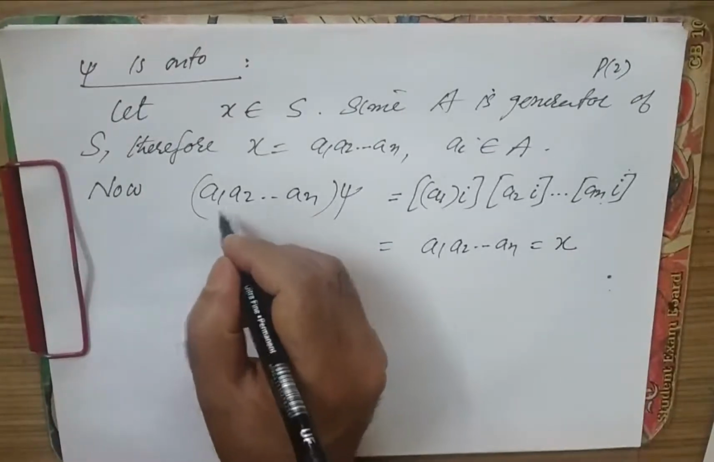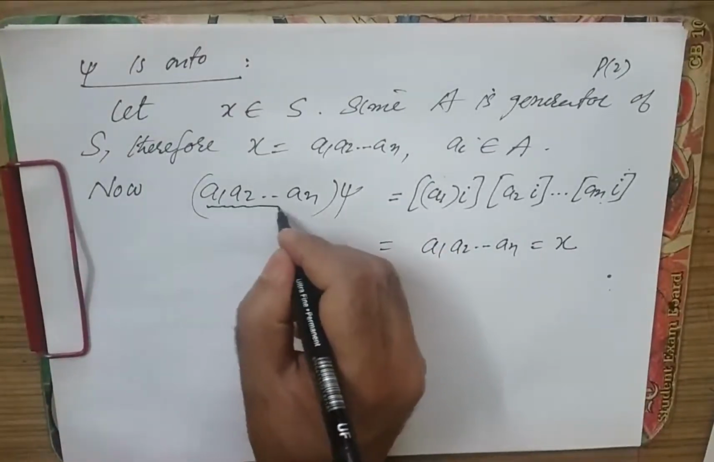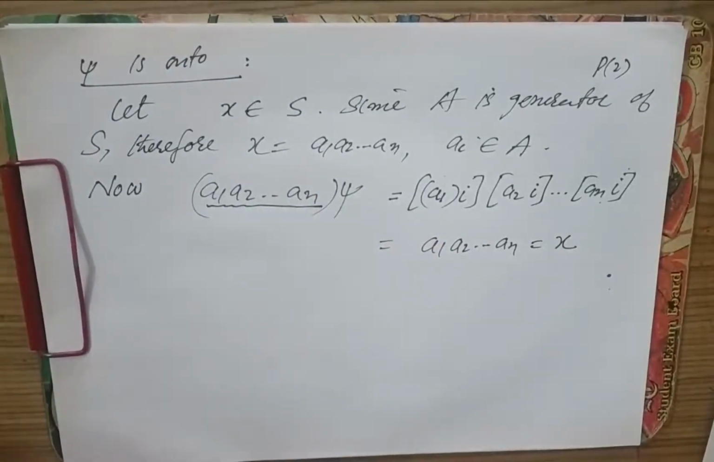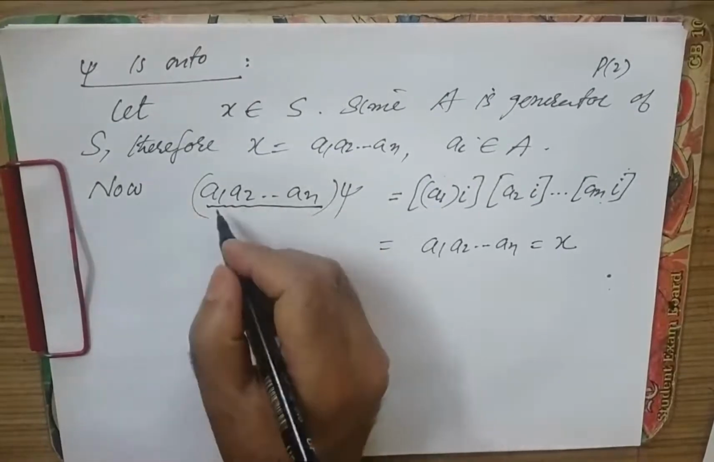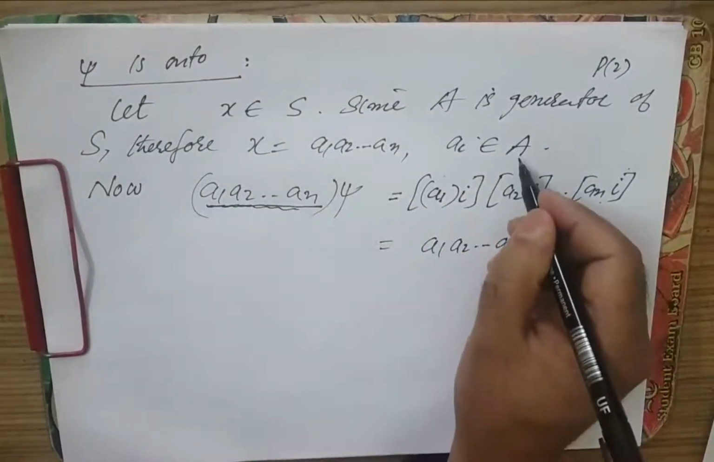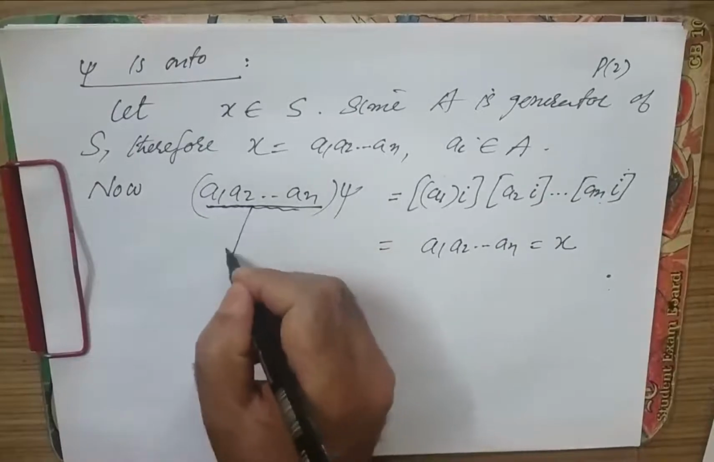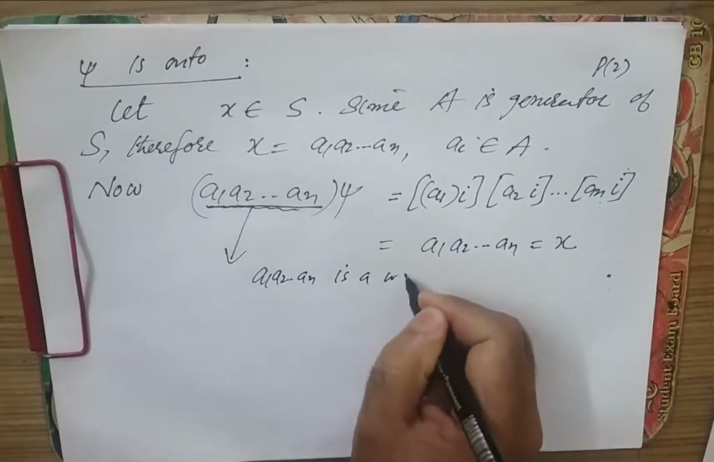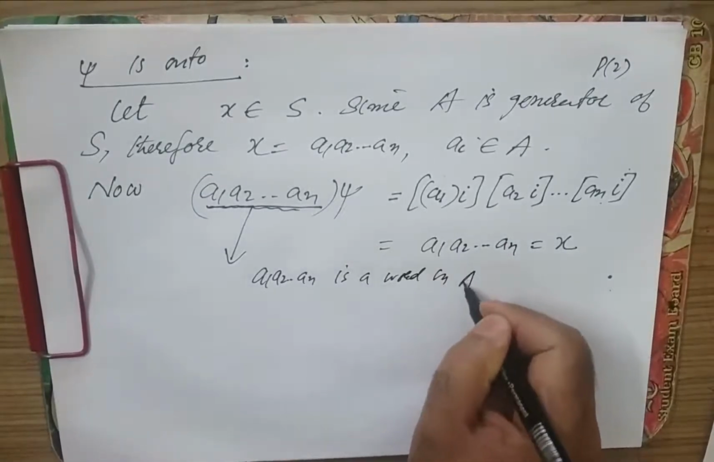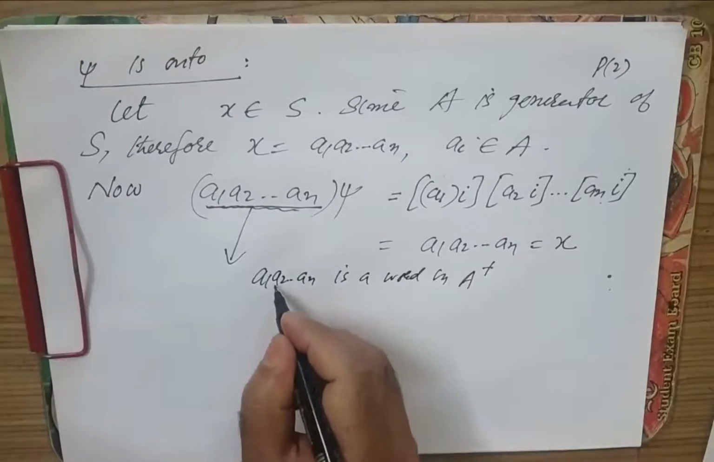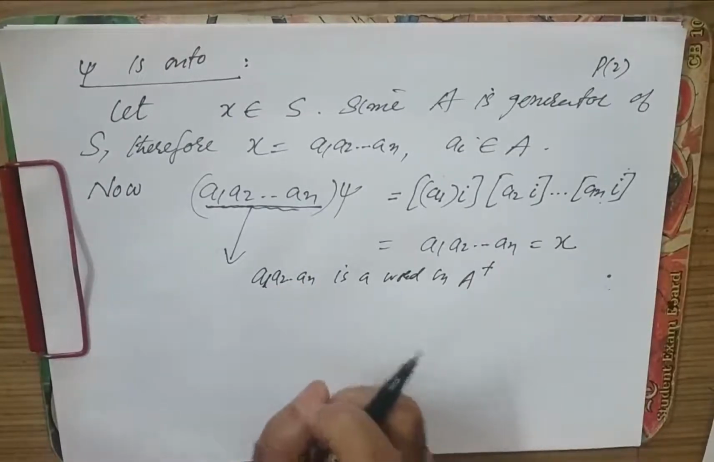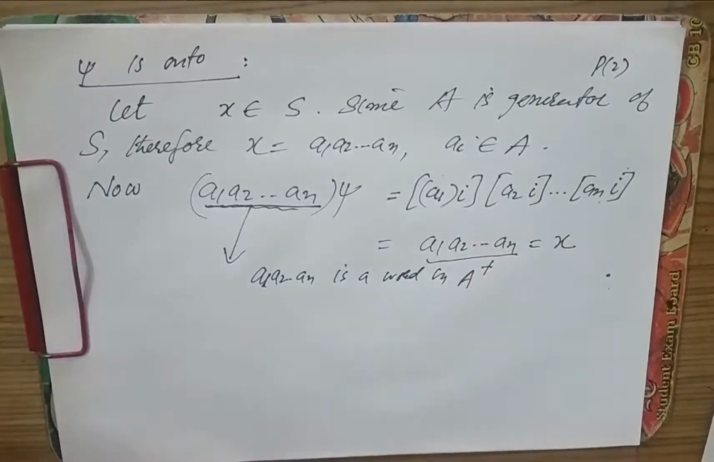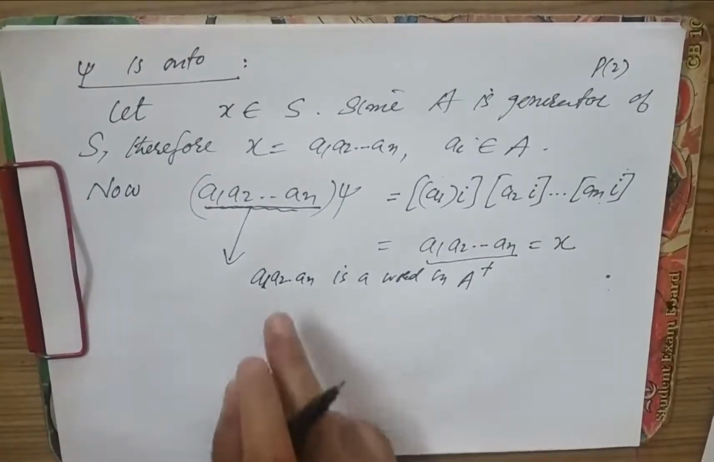So treating now this A1, A2 up to An, it's not the product of elements of S. It's just the word from the elements of A. So this element is actually a word, A1, A2 up to An, and it is a word in A plus. So it's not the product of the elements of the semigroup S, but on this side, it's the product of the elements of S. So here it's a word in A plus.